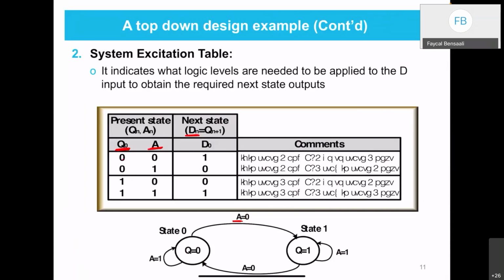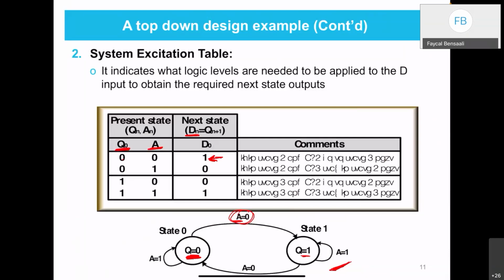I'm going to use now the excitation table of the D flip-flop. If my Q is 0 and A is 0, I know that the next state should be what? It should be 1. I'm using my excitation table, right? So Q is 0 and A is 0. According to the state diagram, the next Q should be 1. How do I get the next Q to be 1? By putting D equal to 1. And then I go to the next case.